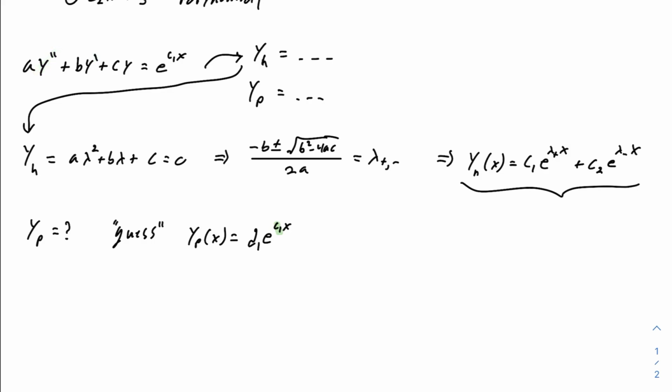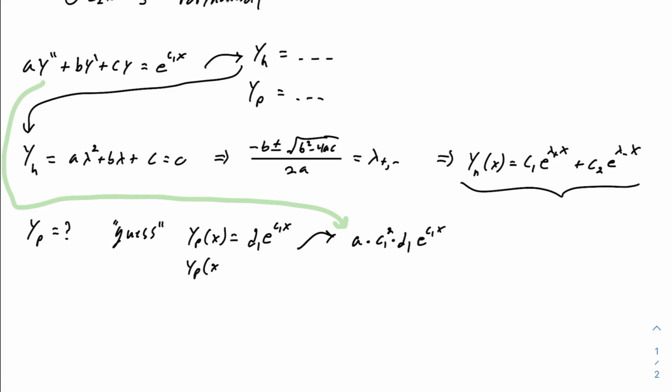And then since we don't know exactly what this constant should be, we can just figure it out later. So we just leave it as d1. Okay, so now we can plug this into our governing equation, which is right here. And we get that a times c1 squared times d1 e to the c1 x. So this is just taking the derivatives of this.